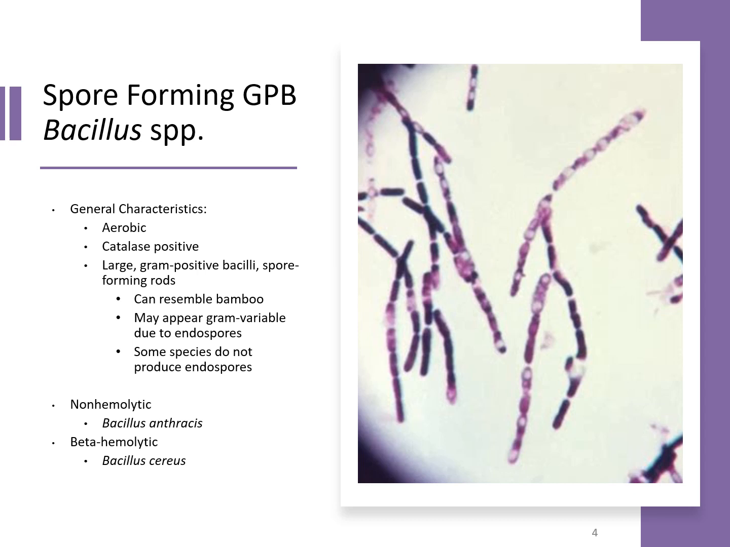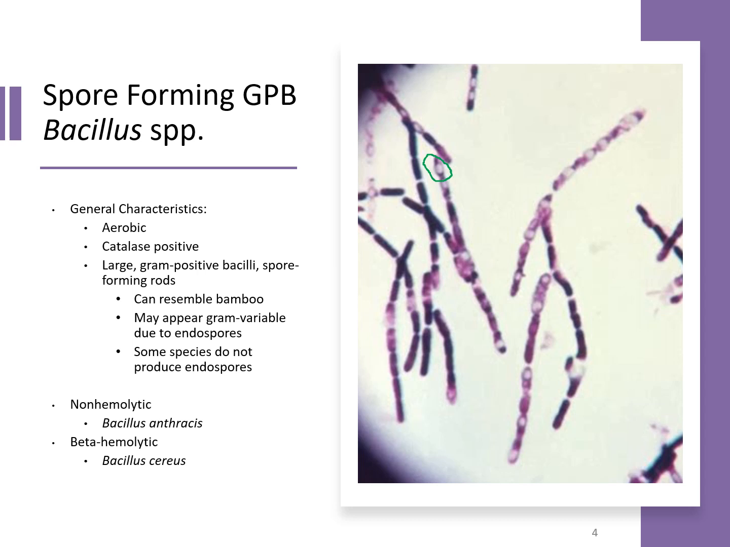When we look at our spore-forming gram-positive bacilli, these are aerobic organisms. They are catalase positive, and they are large gram-positive bacilli that can have spores. If you look at this gram stain over here to the right, you can see several of these bacilli do have spores within them.